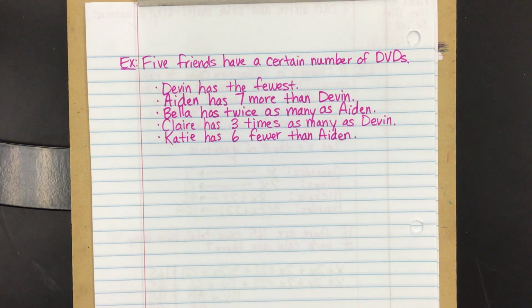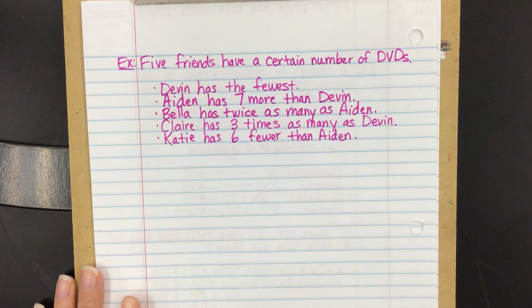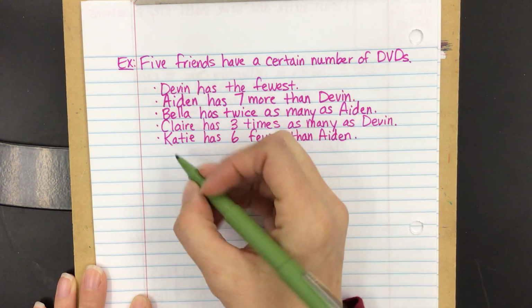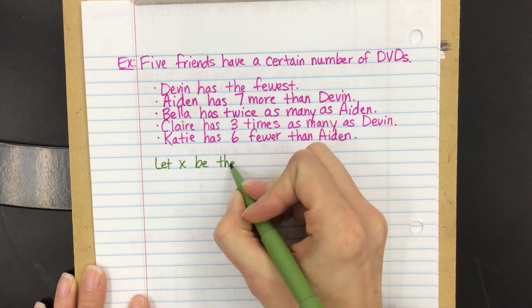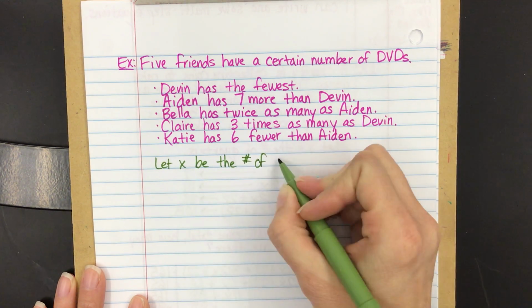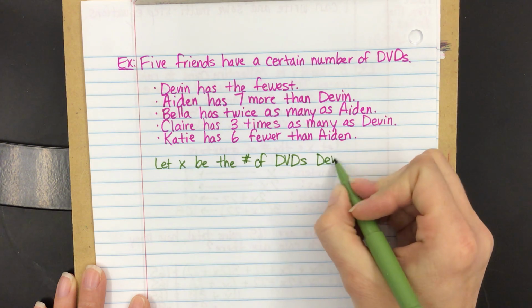All right. So here's our friends. And we're going to do the same thing we did last time. We always want to start by deciding which one is going to be our variable. Which person would make the most sense to represent our variable here? Go ahead, Cream. Yeah, definitely. I would say Devin too because Devin doesn't rely on anybody else. Okay, so we're going to let X be the number of DVDs Devin has.